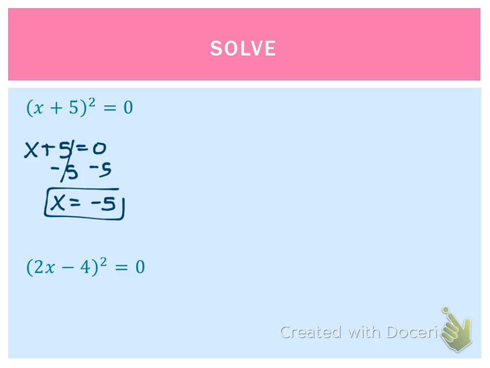Okay, same exact thing in this problem. How many x's do I see? 1, so I know I'm going to have 1 answer. 2x minus 4 equals 0. So I add 4 first. 2x equals 4. Then divide by 2, and x is equal to 2.